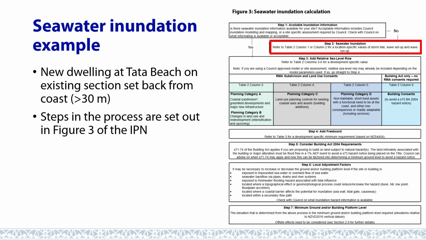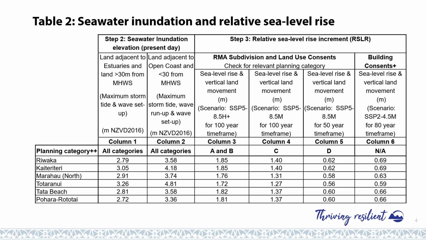So let's look at Table 2 to get the seawater inundation levels. The seawater inundation levels for this example at Tata Beach can be found in Column 1 of Table 2. Column 1 is for land more than 30 metres from mean high water springs, while Column 2 is for land adjacent to the coast, where wave run-up will be a factor in addition to the storm tide and wave setup values. So, for our example, the value for seawater inundation is 2.81 metres.